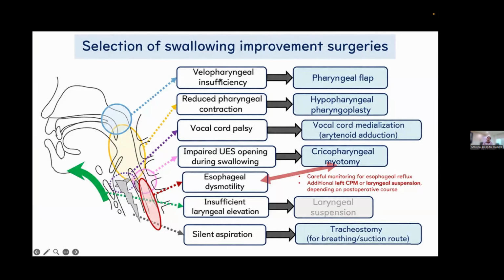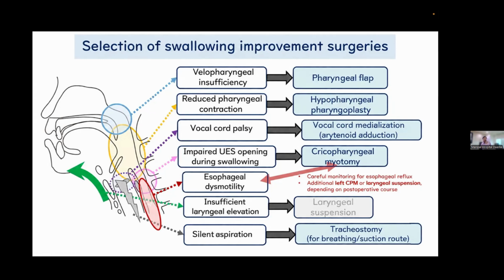So first is the velopharyngeal insufficiency. You can do a pharyngeal flap. For reduced pharyngeal contraction, you can do a hypopharyngeal pharyngoplasty. For vocal cord palsy, you can do a vocal cord medialization or arytenoid adduction. For upper esophageal sphincter, you can do a cricopharyngeal myotomy. For esophageal dysmotility, also you can do a cricopharyngeal myotomy. Insufficient laryngeal elevation, you can do a laryngeal suspension, right?